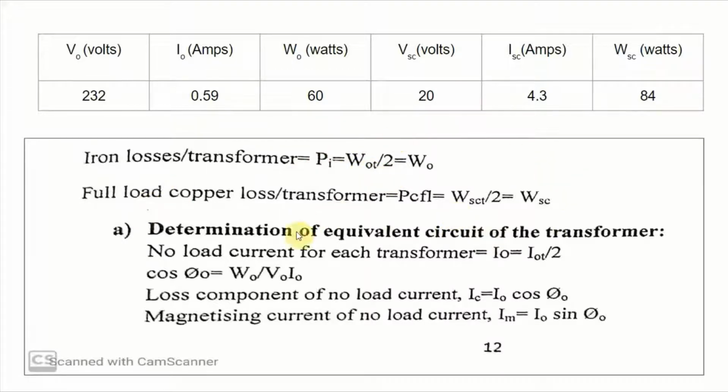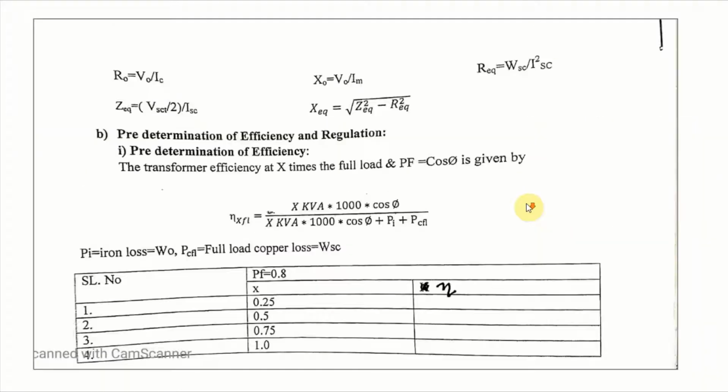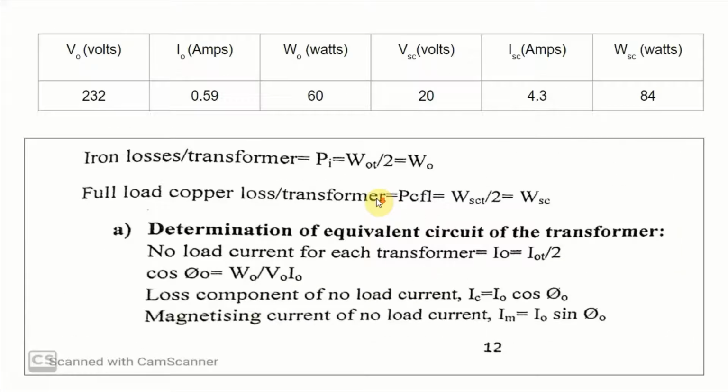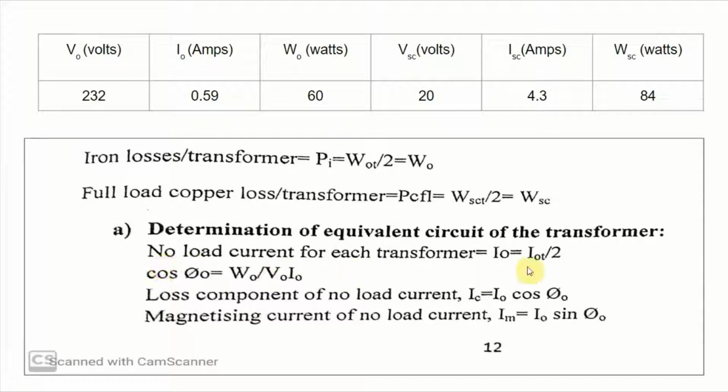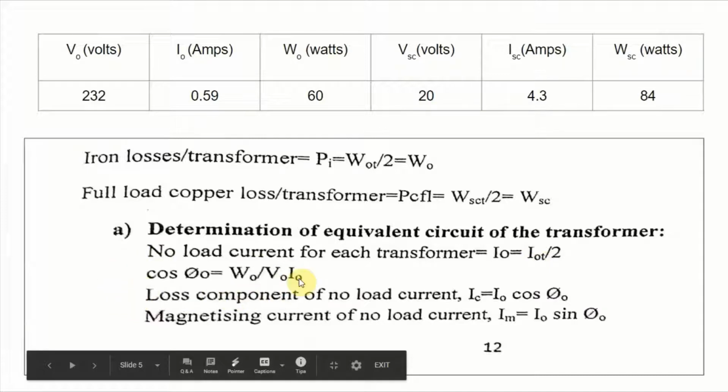Now, using these values, we will calculate the equivalent circuit parameters of the transformer, and then the efficiency and regulation of the transformer. Now for the no load current, whatever the I0T current is, it is divided into the two primaries. So the no load current for each transformer is I0T divided by 2. Using this, we calculate the no load power factor, which can be used to calculate Ic and Im, that is the loss component and the magnetizing component of the no load current, using this expression.